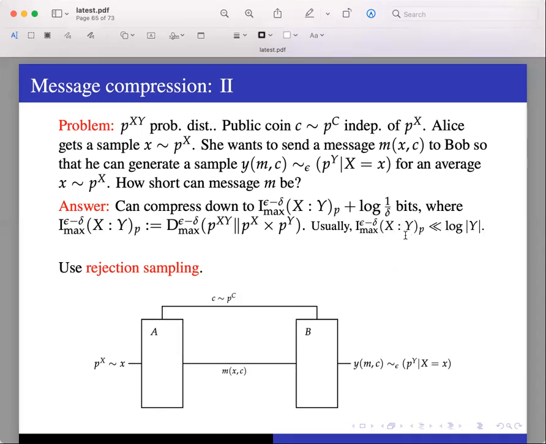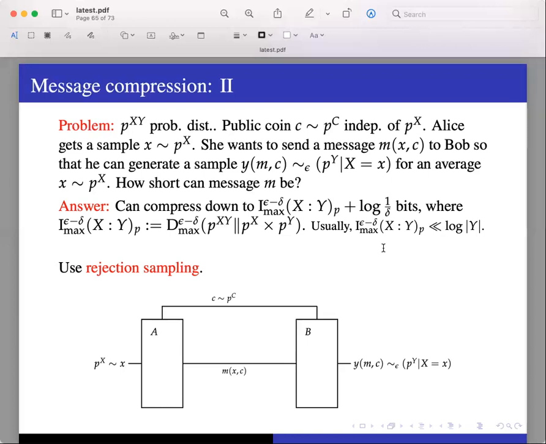You can even give upper bounds on I max epsilon in terms of log y. If it was Shannon mutual information, I know it's less than log y. If it is max mutual information, it can be slightly larger than log y, but not by much. Usually, for the probability distributions that we commonly see, this quantity is much, much smaller than log y, which should not be unfamiliar because usually the mutual information is much, much smaller than the naive upper bounds. So that's where the gain will come. And we'll do this by rejection sampling.